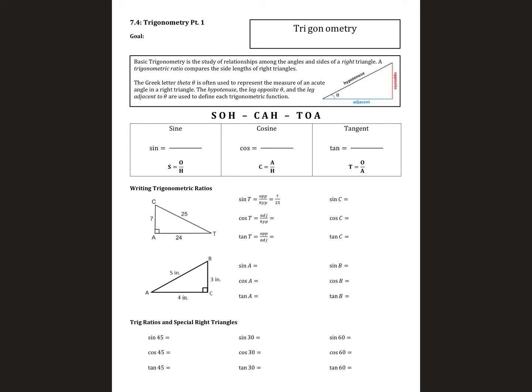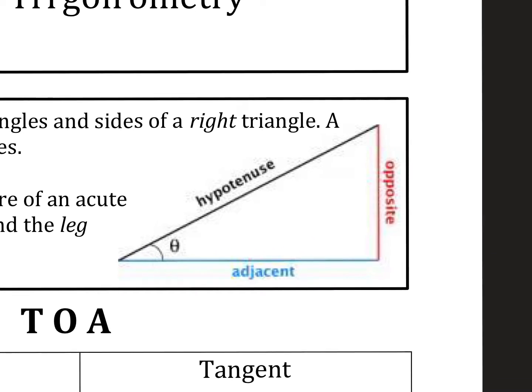Okay, today we're going to actually start looking at the trig ratios, sine, cosine, and tangent. And all we're going to be doing today is just matching up the sides that go with each of those ratios.